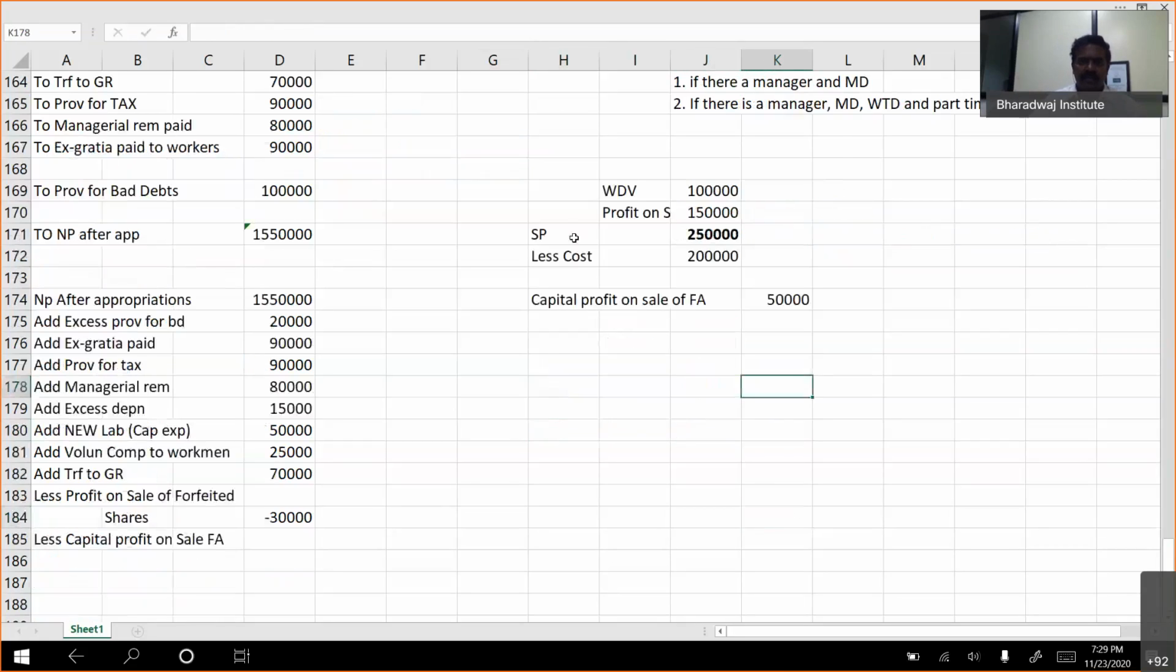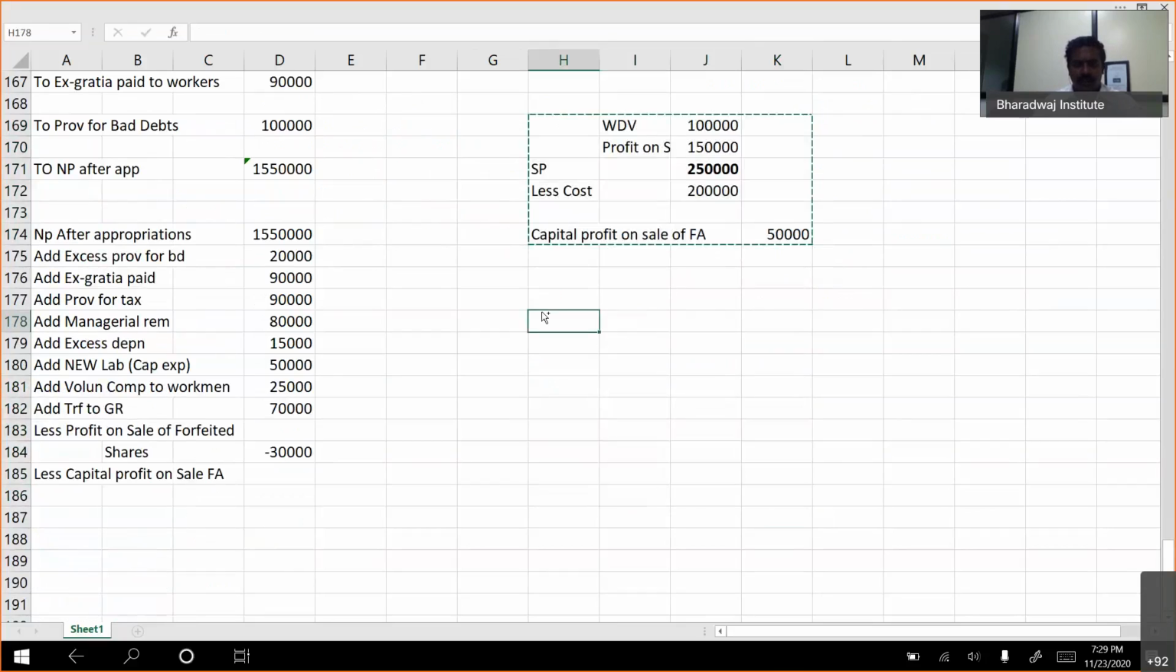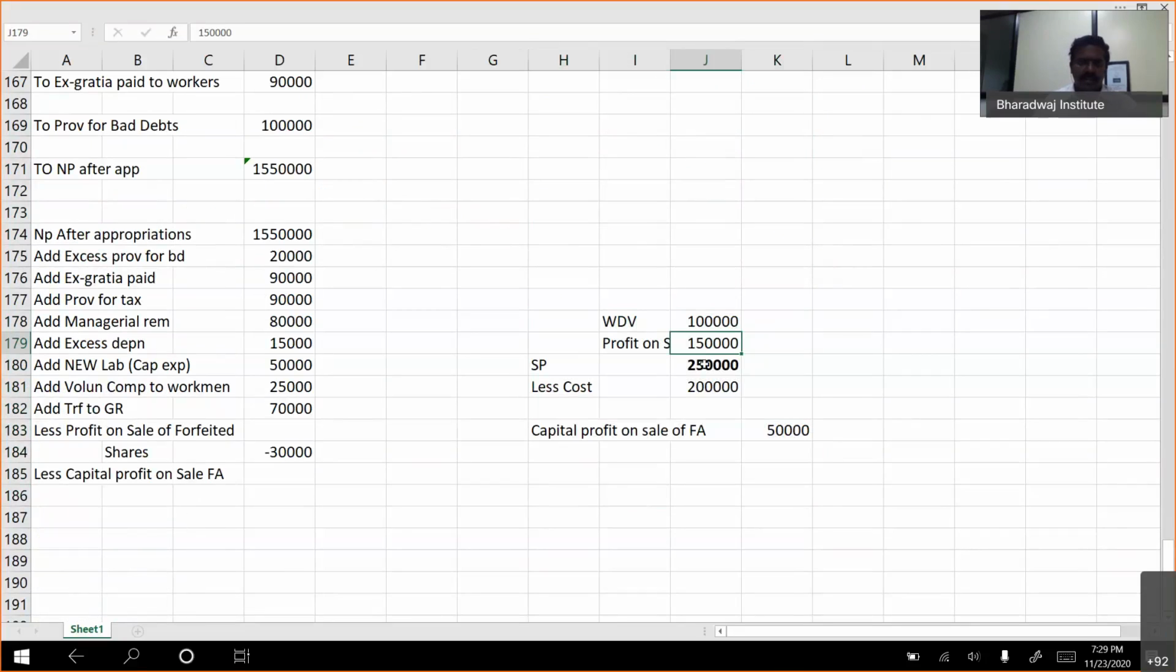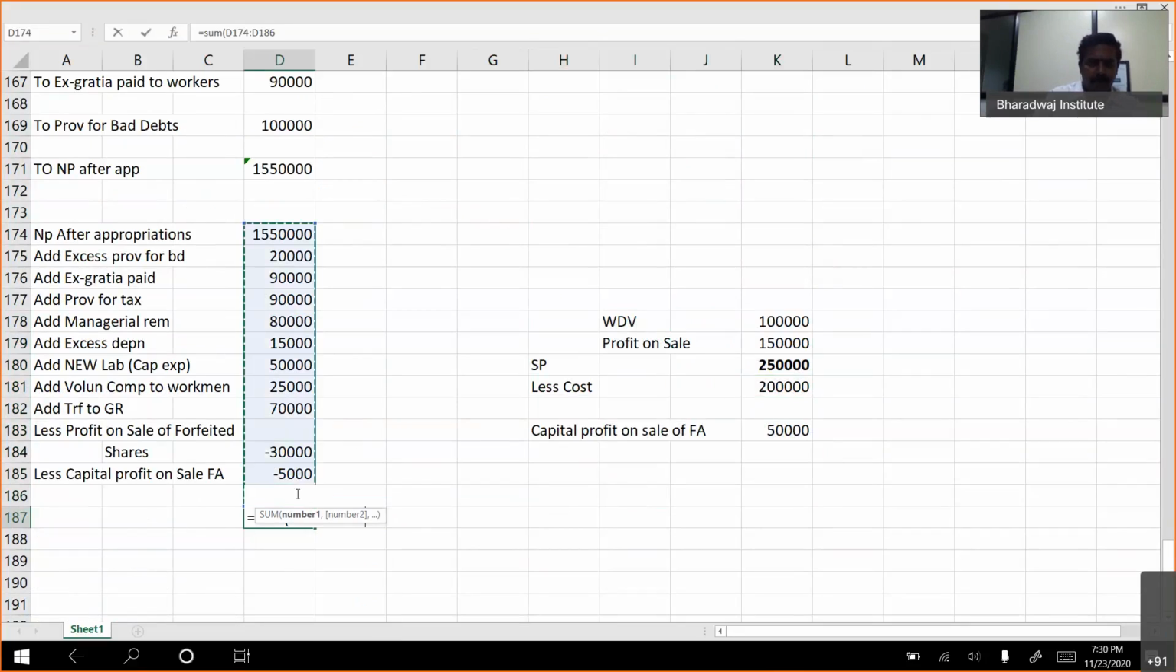So once again, WDV is 1 lakh. And the asset is sold for a profit of 1,50,000, which means the selling price would have been 2,50,000, minus the cost of the asset. Capital profit on sale of fixed asset, minus 50,000. So this will give us net profit for managerial remuneration: 19,55,000.